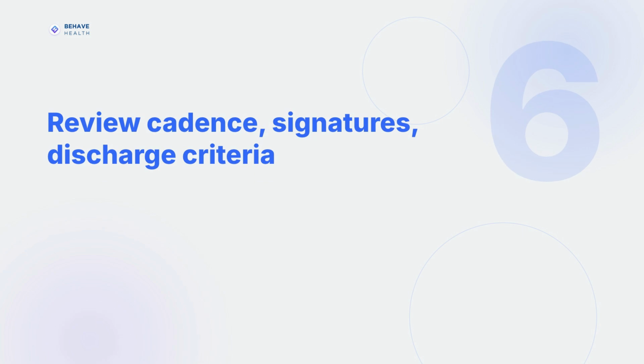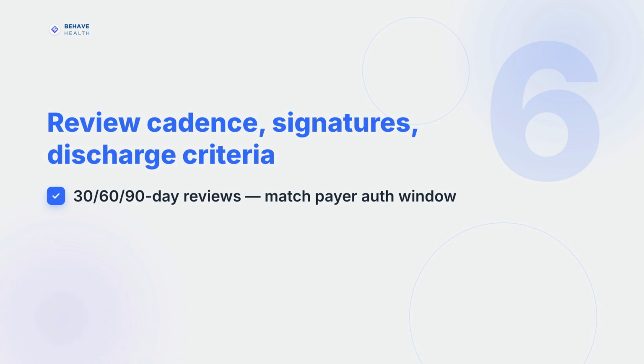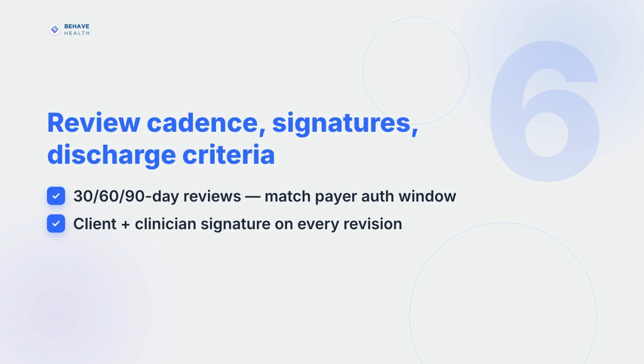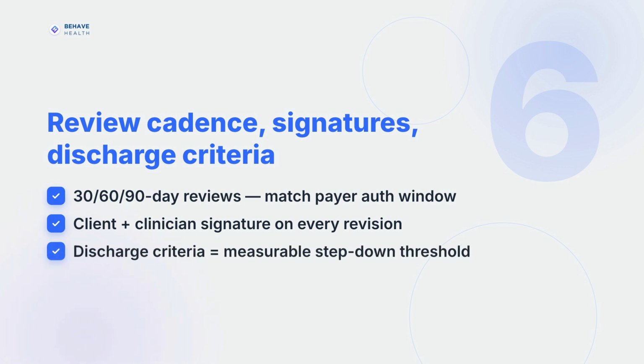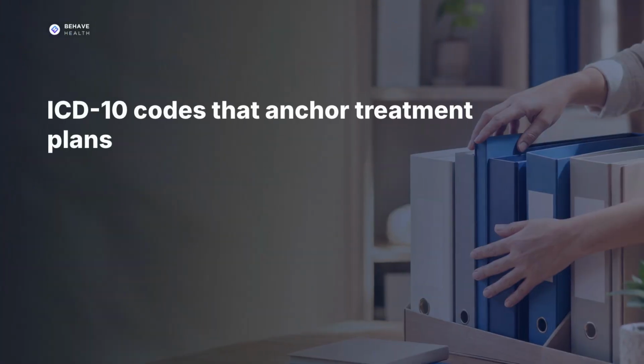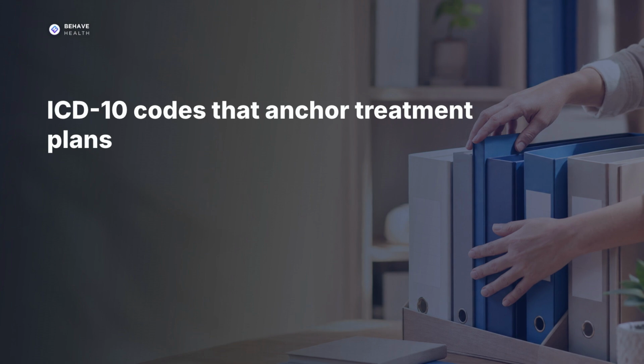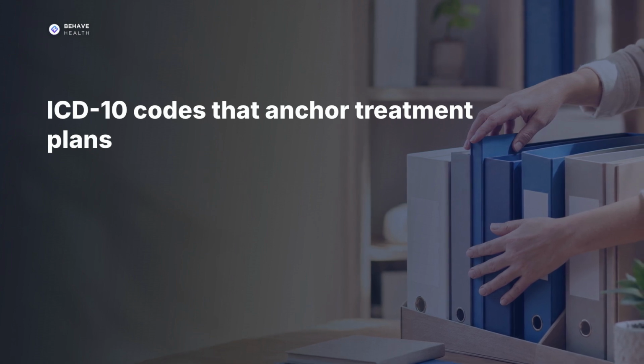Step 6. Review dates, signatures, and discharge criteria. Build review dates into the plan aligned to the payer's authorization window. 30 or 60 days for higher levels of care, 90 days for routine outpatient. Every revision needs client and clinician signatures with credentials and date. A missing aftercare plan is a frequent accreditation audit finding. Document it.